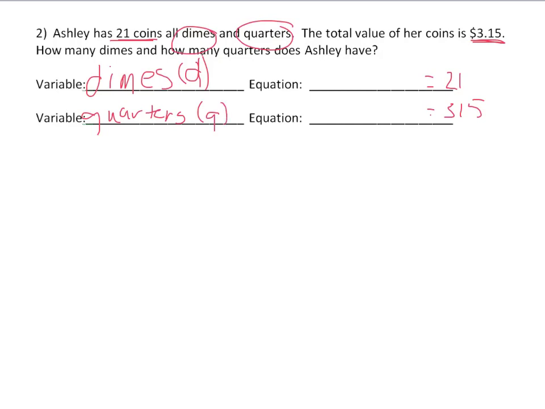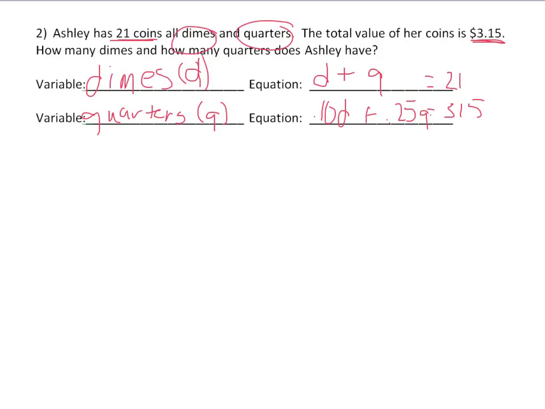Okay, so our two variables, our dimes and quarters, we know have to add up to 21. So we can write that as D plus Q equals 21. And for the second equation, we're just going to put in how much money each one is worth. For every dime that we have, that's 10 cents. For every quarter that we have, that's 25 cents added to our total.